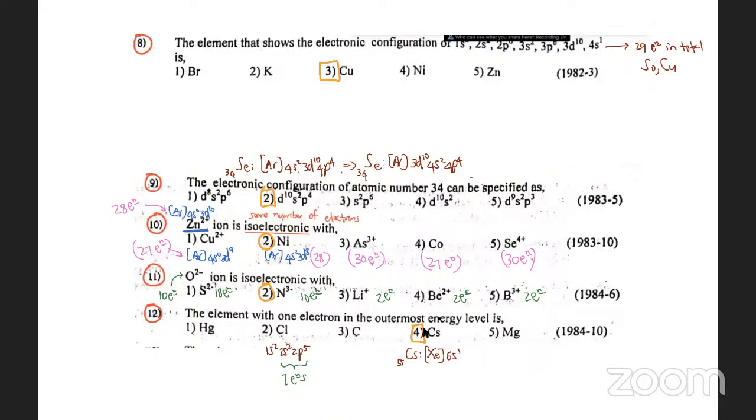Okay, then what about mercury? If they ask for mercury, mercury is similar to zinc, right? Mercury will have an electronic configuration similar to zinc. Wondering how many electrons it will have in the outer shell.